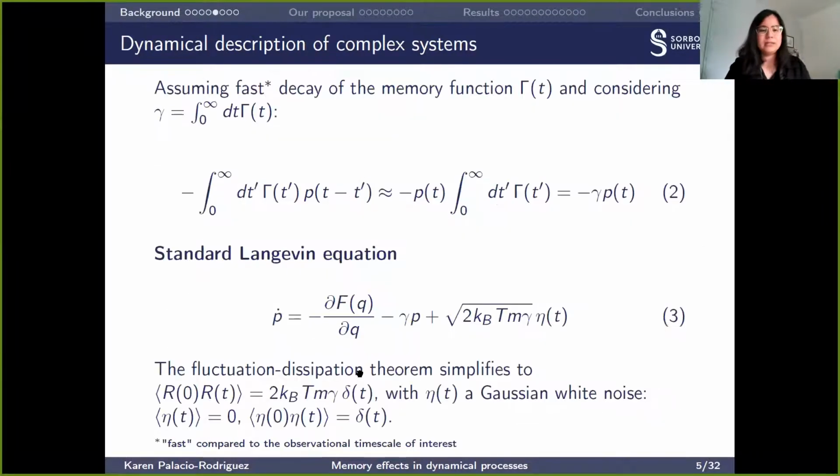However, if we want to simplify the Langevin equation, we can assume a fast decay of this memory kernel. In this case, we end up with the standard Langevin equation. So the fluctuation dissipation theorem simplifies, and we have this small gamma, the friction, and this eta that will be a Gaussian white noise. Here it's important to remark that when I say fast, it's fast compared with the observation time scale of interest, for example, fast compared with the transition path time.